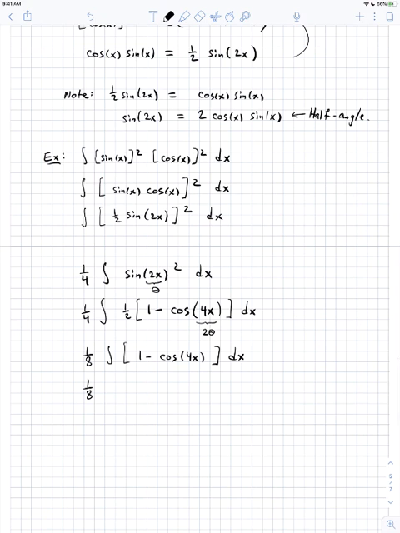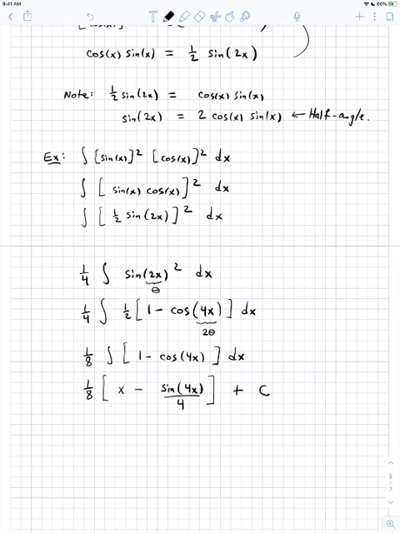So that's 1/8. And now we want to integrate 1, and that's just going to give us x. What about minus cosine? What's the antiderivative of cosine? Well, the antiderivative of cosine 4x is going to be sine of 4x, but you have to divide by that 4. Think of it as the chain rule. The derivative of sine of 4x is cosine of 4x, but you have to take the 4 out. So there needs to be a 4 in the bottom for it to cancel with. So that gives us our answer, plus c.